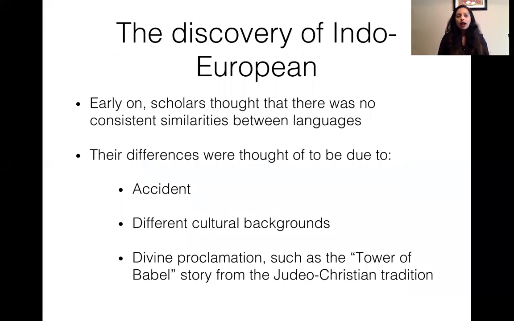Now, how was Proto-Indo-European discovered, right? It wasn't like anybody actually knew that this language existed. Before the linguistic process of reconstruction happened, and before people really started looking into systematic language change patterns, people actually thought that similarities between languages were just accidental. It just happened arbitrarily, just like how we call a dog, dog in English and chien in French. It was thought to be just an accident.